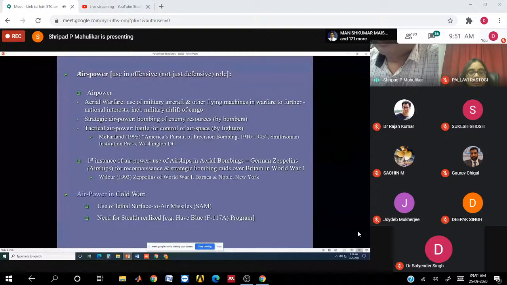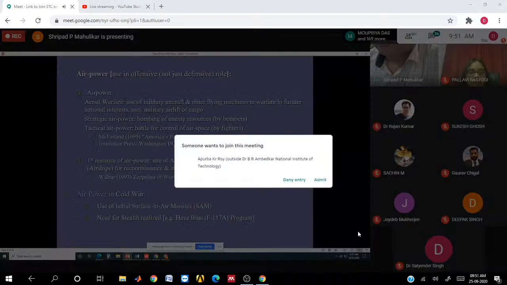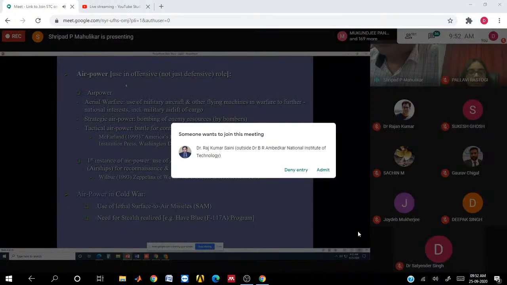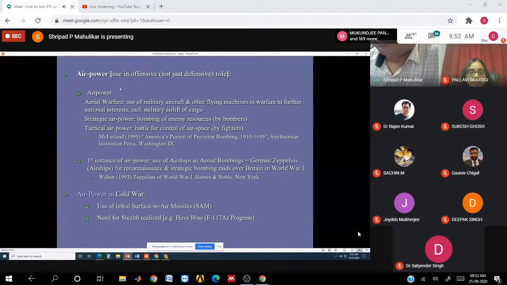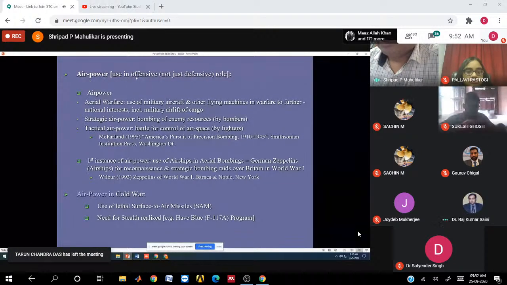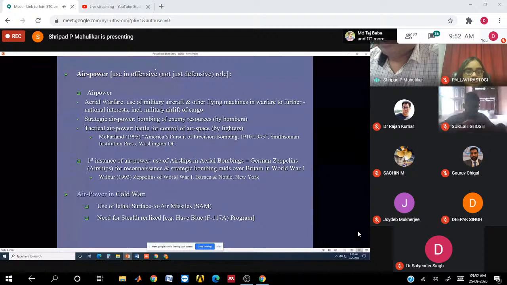And if air power use is effective, then the role of the ground troops is quite limited. Generally the role of the ground troops is towards the end, that is seizing control of the land. That is the reason why even army aviation has become very important. Army aviation is, of course, well known. It is a separate wing of the army. So air power is basically used in an offensive role and not just defensive, because the objective of any warfare is basically offense. And if at all there is any defense, it is to make sure that the offense is better.